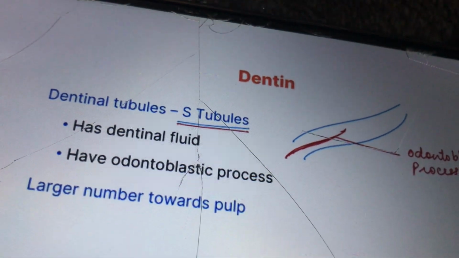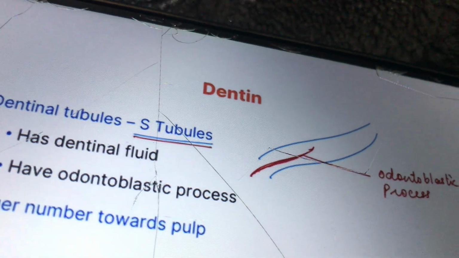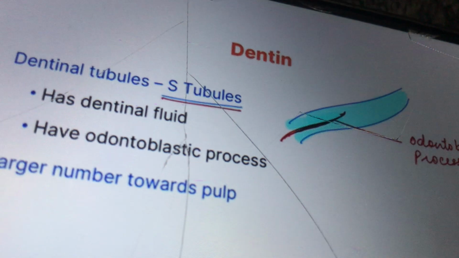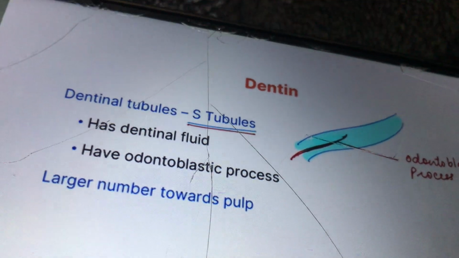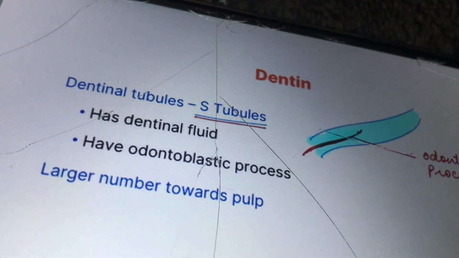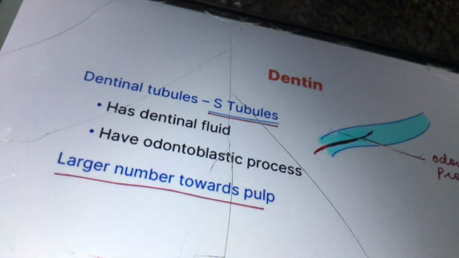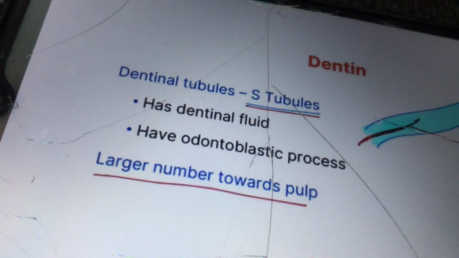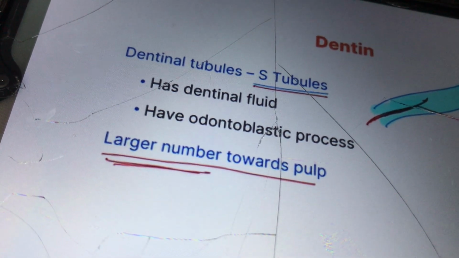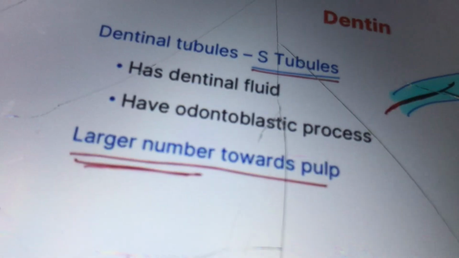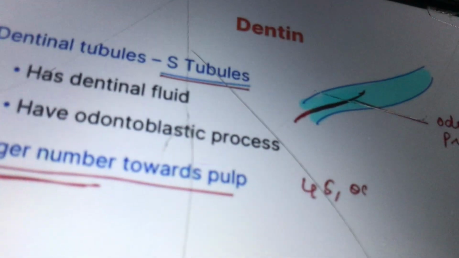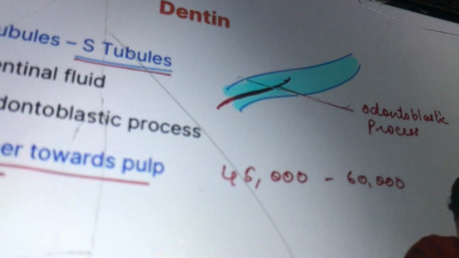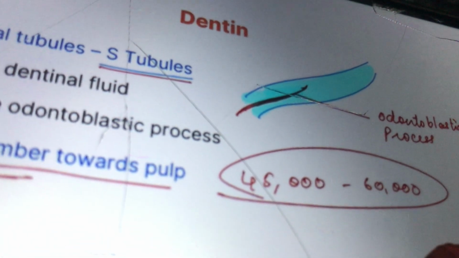Now this dentine is filled with something called your dentinal fluid. Apart from the odontoblastic process, you have your dentinal fluid within your dentinal tubules. Now the dentine, usually towards the pulp, the number of tubules increases. So the largest number of tubules are present at your pulp, approximately about 45,000 in number, ranging to 60,000 tubules near the pulp.